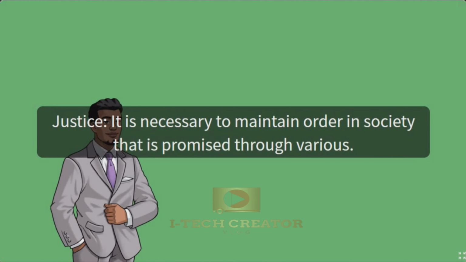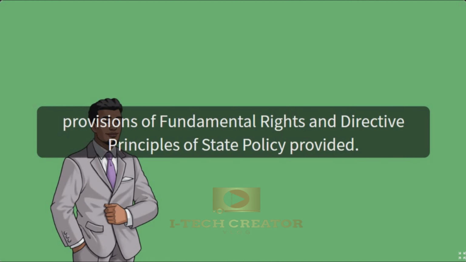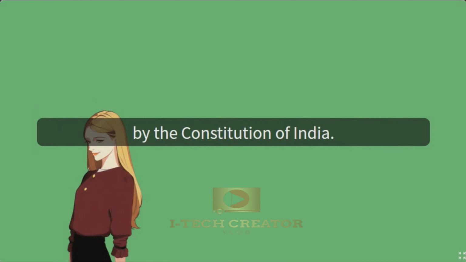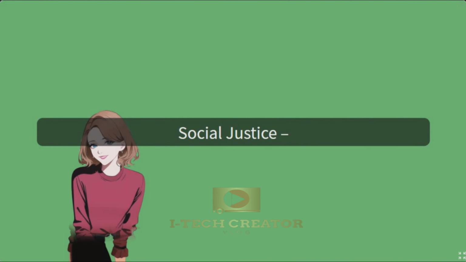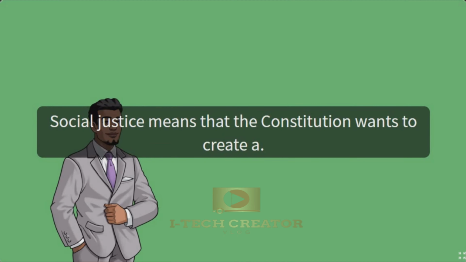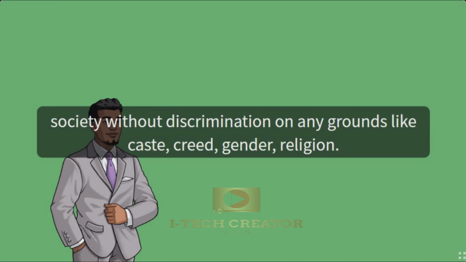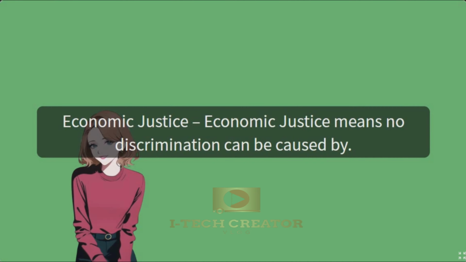It is necessary to maintain order in society that is promised through various provisions of fundamental rights and directive principles of state policy provided by the Constitution of India. It comprises 3 elements, which is social, economic, and political. Social justice. Social justice means that the Constitution wants to create a society without discrimination on any grounds like caste, creed, gender, religion, etc.